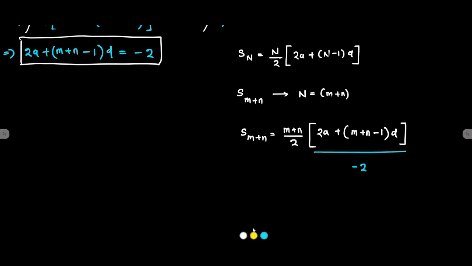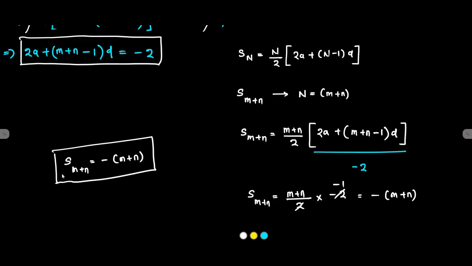So we have S of m plus n equal to (m plus n) by 2 into minus 2. So this becomes minus 1, which is equal to minus (m plus n). Okay, so the sum of the first m plus n terms is equal to minus (m plus n). We proved it.